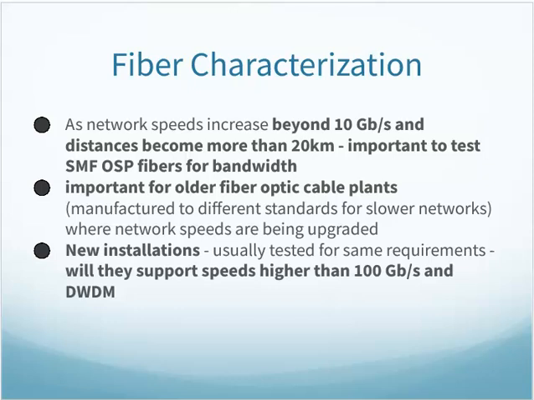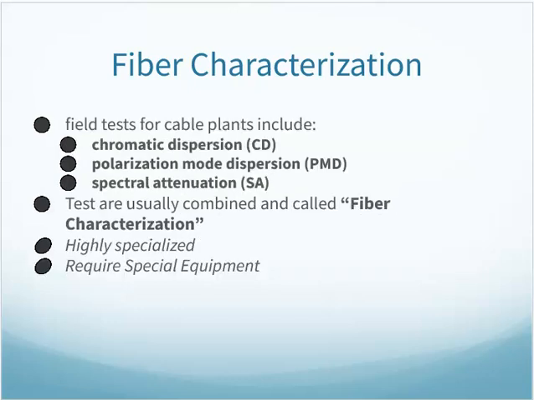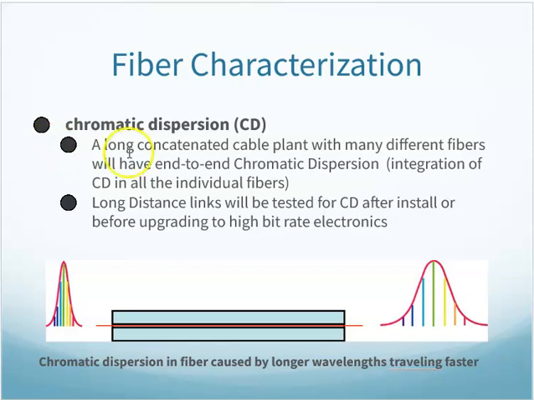So there's some additional tests we're going to do on these long outside plant fibers, if you will. Chromatic dispersion, polarization mode dispersion, and spectral attenuation. These are all lumped under the heading of fiber characterization. Highly specialized, requires special equipment. Yeah, we don't have equipment for this. We're just going to get familiar, at least recognize some of the terms.